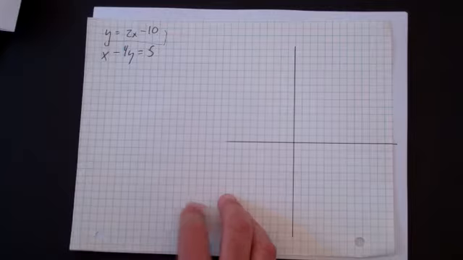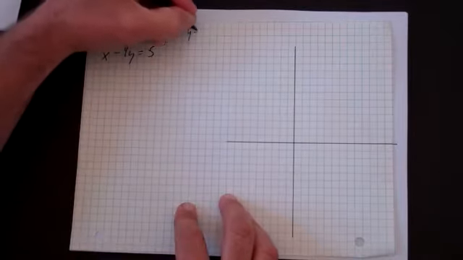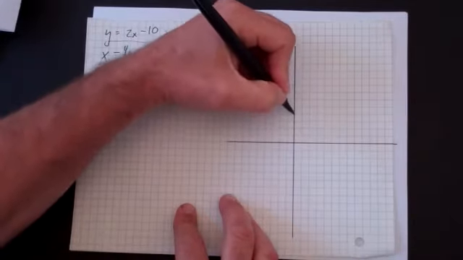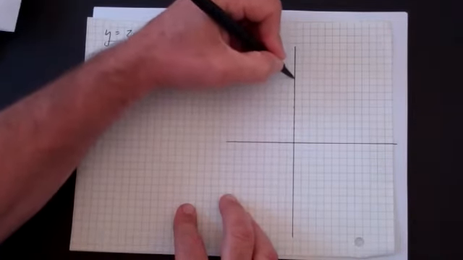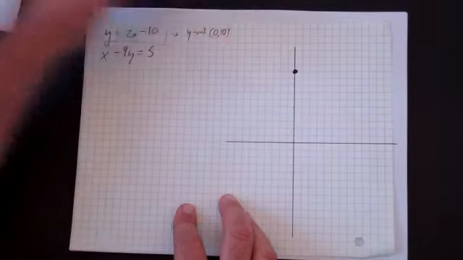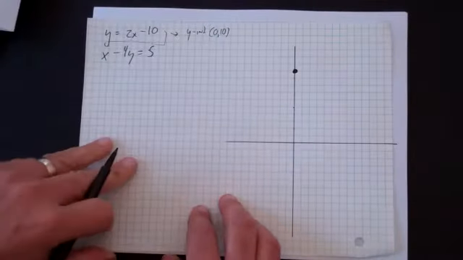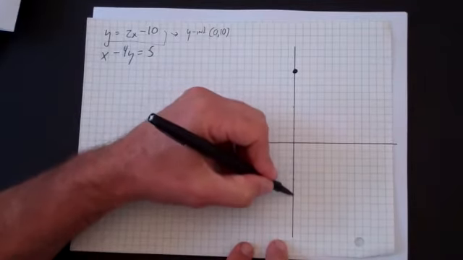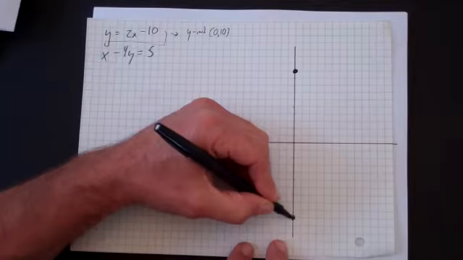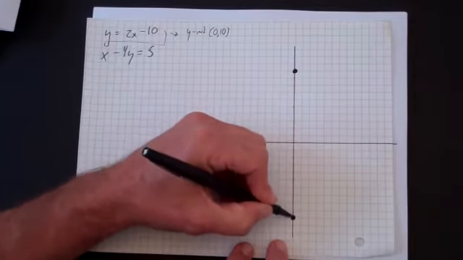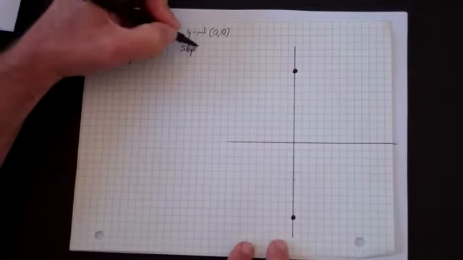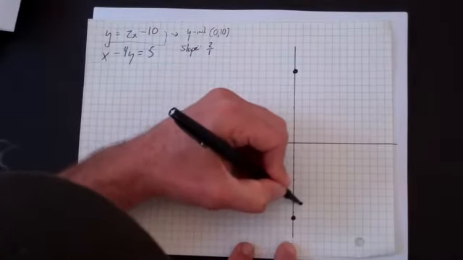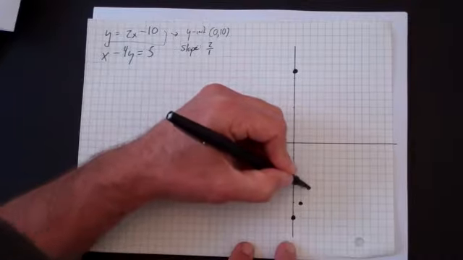So the y-intercept here is (0, 10). 1, 2, 3, 4, 5, 6, 7, 8, 9, 10. The positive. And, oh no, it's a negative. 1, 2, 3, 4, 5, 6, 7, 8, 9, 10. It's right there. And the slope is 2 over 1. So that's up 2 and over 1. Up 2 and over 1 again. Let's draw the line.